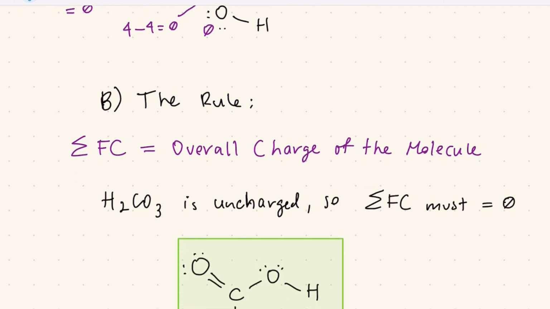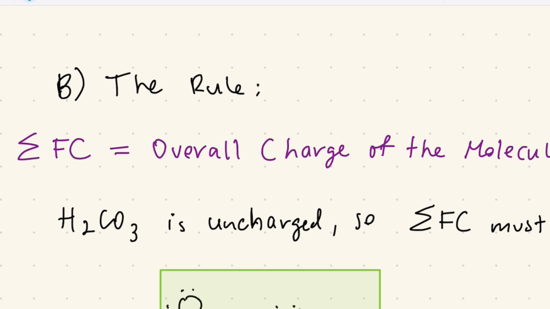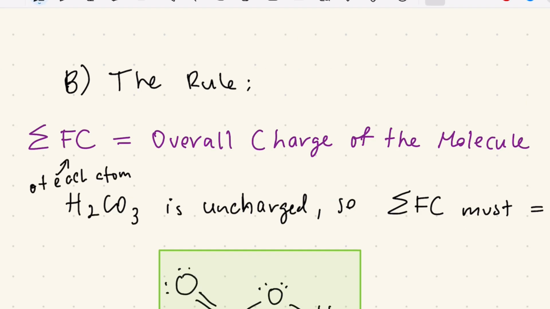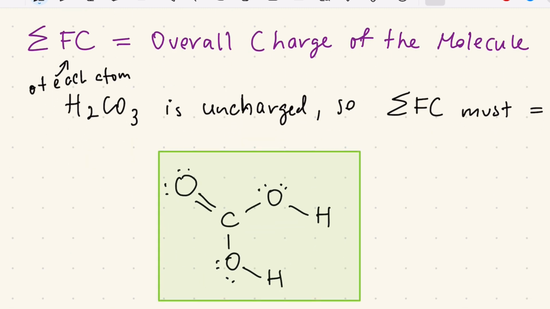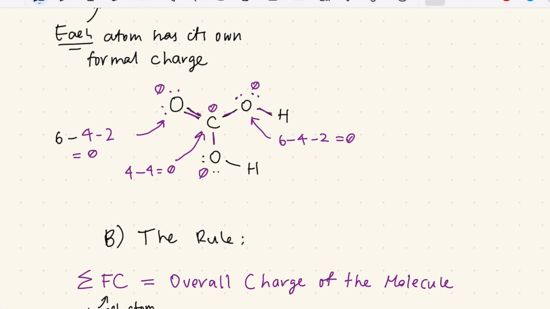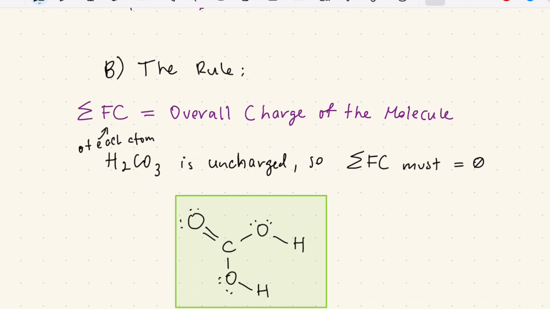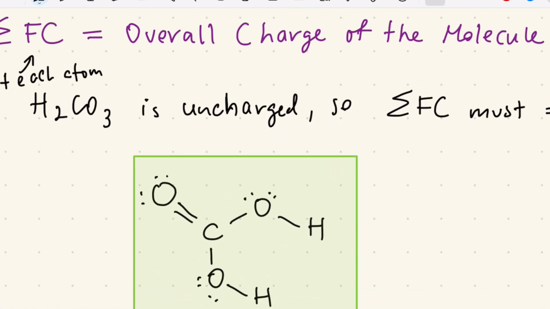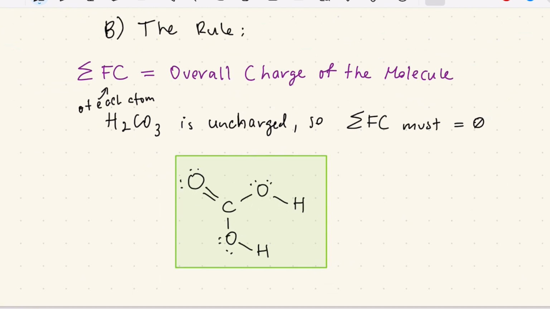And the overall rule for formal charge is that the sum of the formal charges of each atom must equal the overall charge on the molecule. And since H2CO3 is uncharged, the sum of the formal charges must be 0. And because, as we know, every formal charge is 0, we're good. And this is a correct final structure.